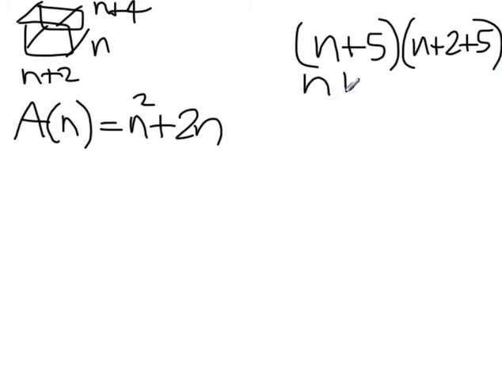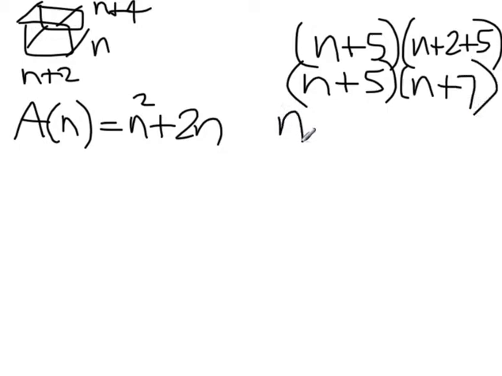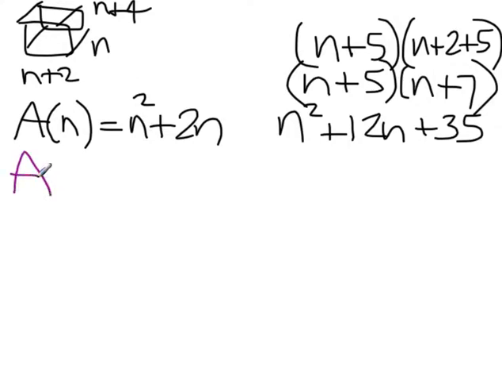So this is n plus 5 times n plus 7, which is going to give me n squared plus 12n plus 35. And they want me to show that this is really the same thing as a of n plus 5.